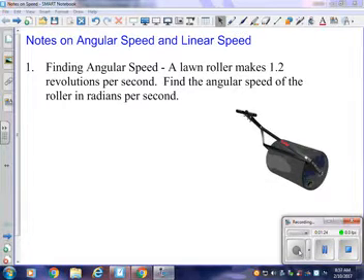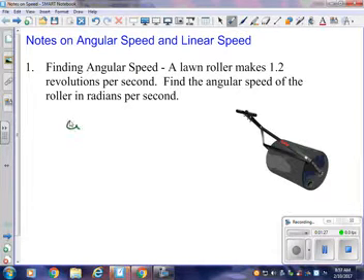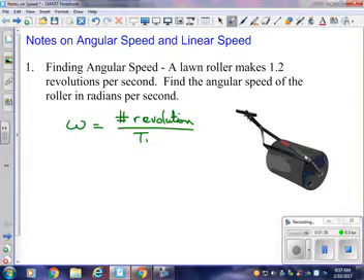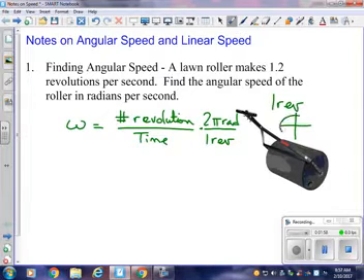So the formula for angular speed is omega equals the number of revolutions over whatever your time factor is. Your time can be in seconds or minutes or hours, so you have to see what your problem's wanting for that. And you always multiply that by 2 pi radians over 1 revolution. And if you think about it, that makes sense, because a revolution means that you went all the way around the circle, and we know that all the way around the circle is 2 pi.